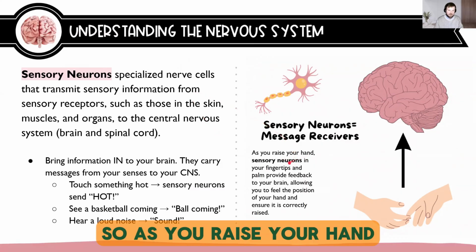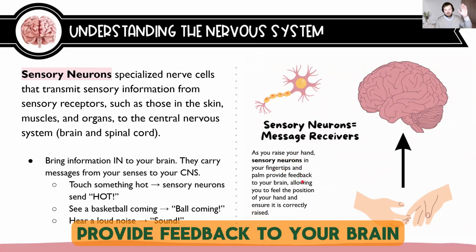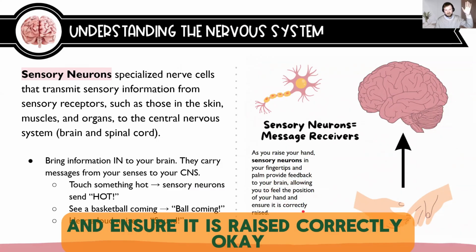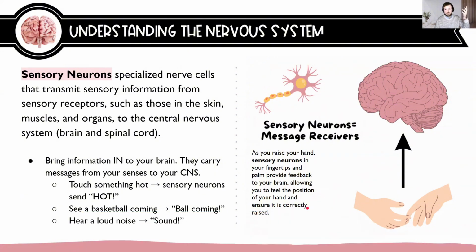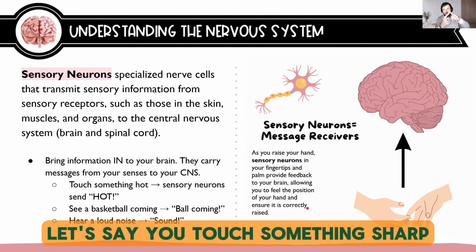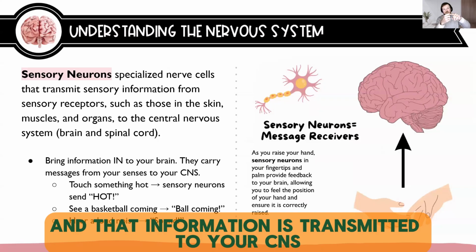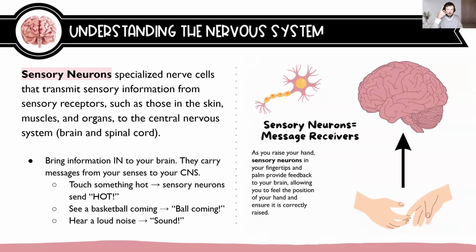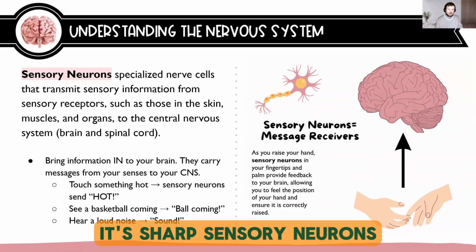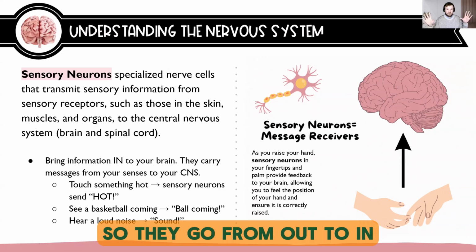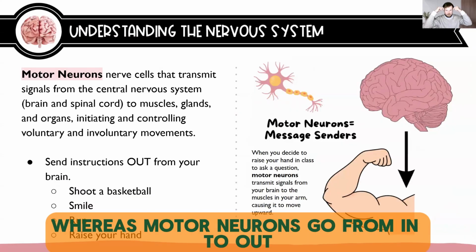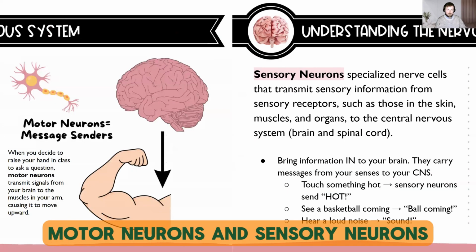So as you raise your hand, sensory neurons in your fingertips and palm provide feedback to your brain, allowing you to feel the position of your hands and ensure it is raised correctly. Okay, that's not the greatest example. Let's say you touch something sharp, and that information is transmitted to your CNS. That's going straight to the spine and then straight to the brain. And your brain's like, oh, it's sharp. Sensory neurons. So they go from out to in, whereas motor neurons go from in to out. Motor neurons and sensory neurons.